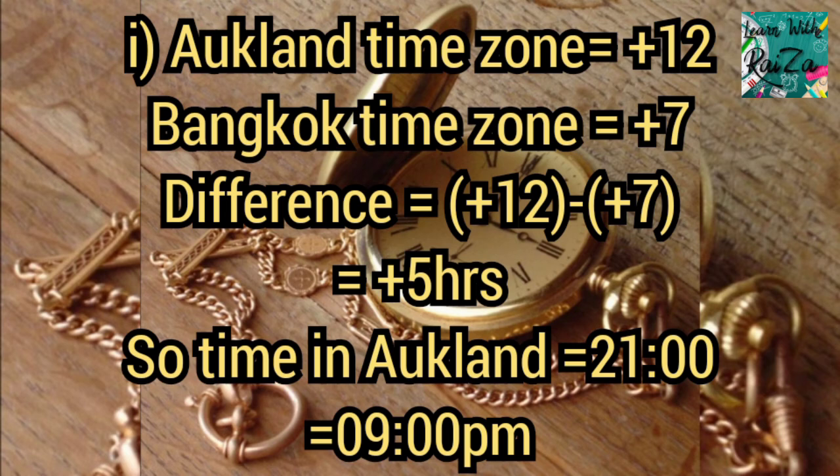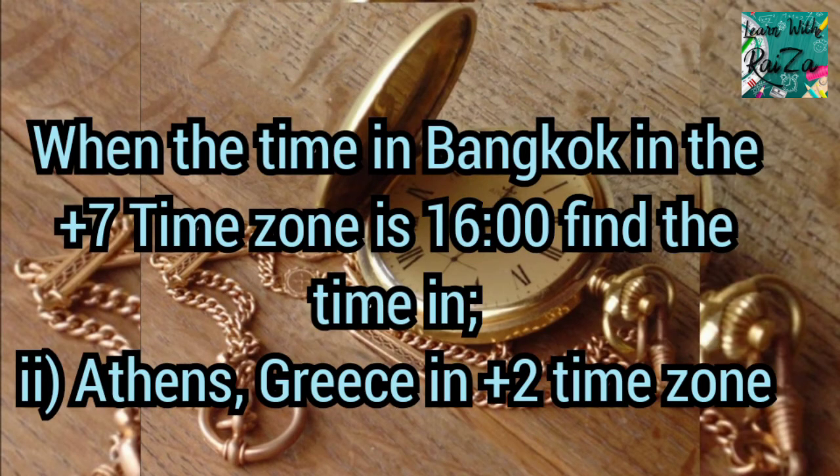Auckland time zone is +12. Bangkok time zone is +7. So the difference is +12 minus +7. 12 minus 7 gives a positive answer, +5 hours. So you add 5 hours to 4 p.m. and that will give 9 p.m. So the time in Auckland is 9 p.m. when the time in Bangkok is 4 p.m.